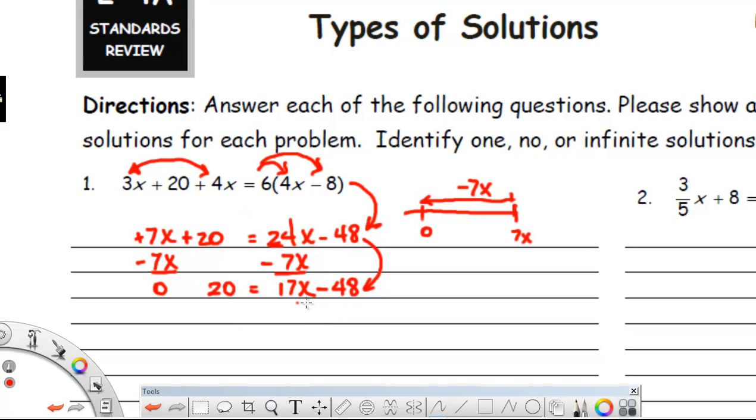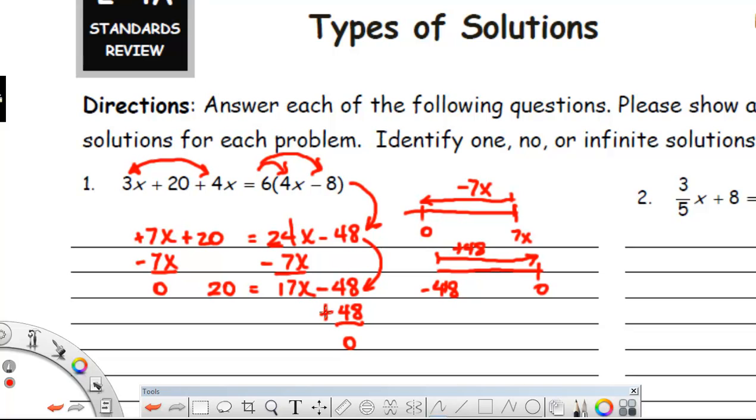Now the next step involves getting the 17x by itself. You can see that it's on the right hand side, and also on the right hand side is a negative 48. So if I'm at a negative 48, there's 0, and I want to get the negative 48 back to 0. That means I have to go to the right, and I go to the right a positive 48. If I go to the right, it's always positive, so that tells me that I have to add 48. That will give me 0. So this is what I need to do to get the negative 48 to vanish.